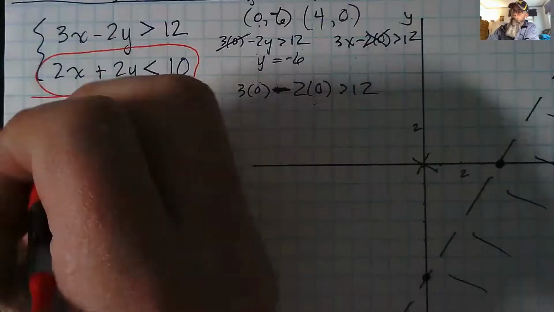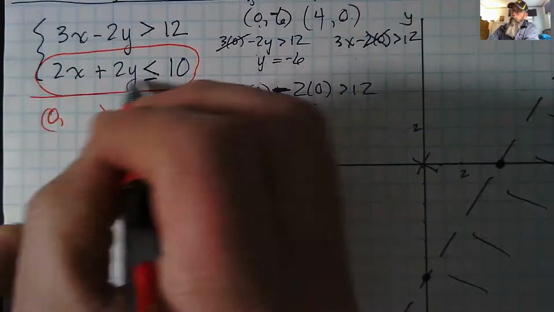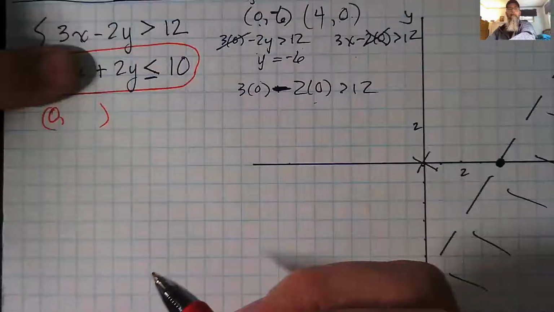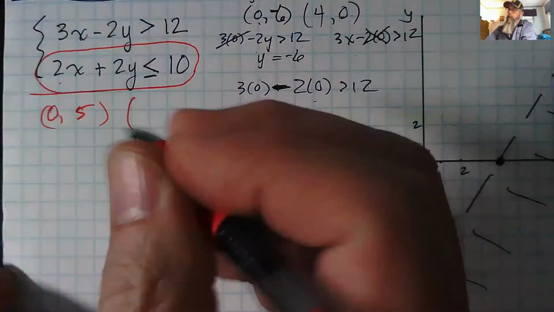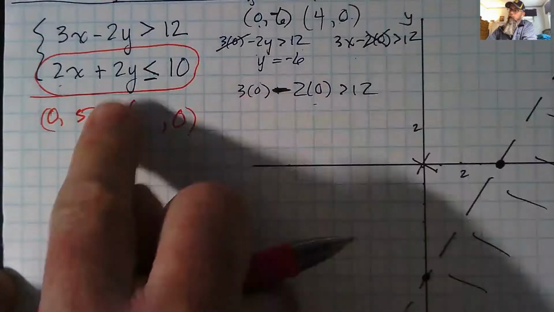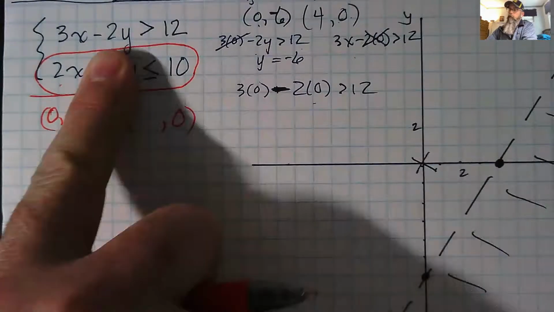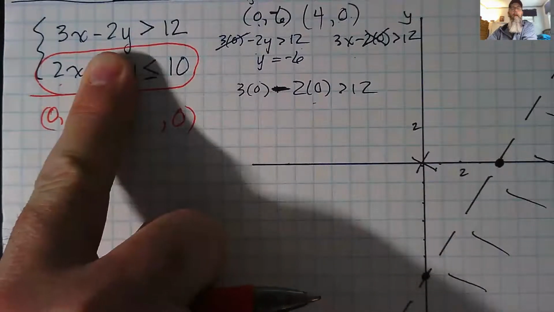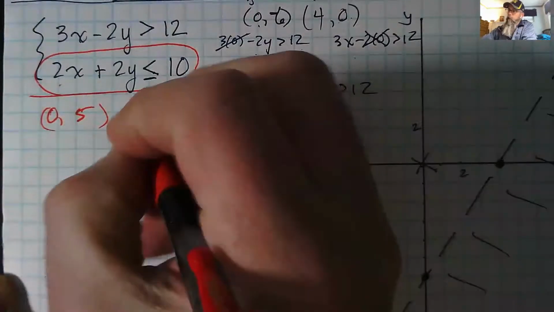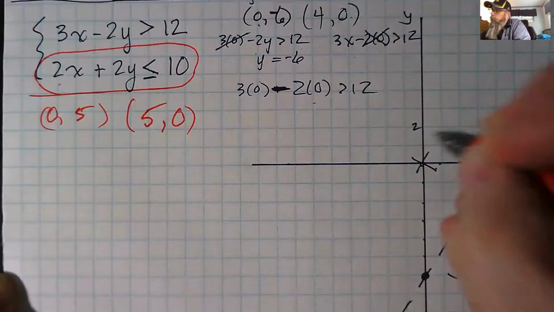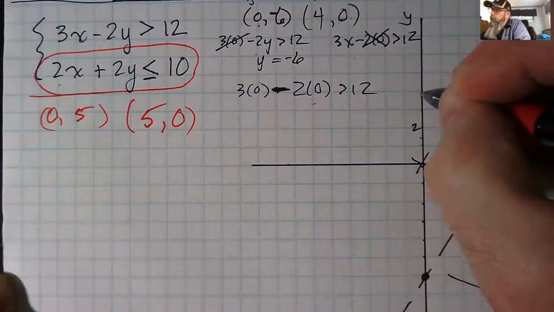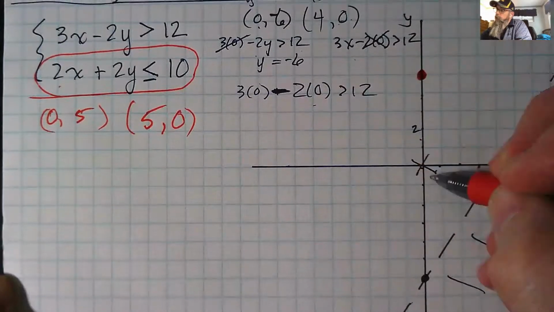Okay, and then we're going to do this last one. Again, I'm going to put in 0 for x. The y-intercept, 2 times 0, that disappears. 2 times what is 10? 5. Okay, I'm going to put in y equals 0. Well, 2 times 0 is still 0. So 2 times what? That 2x is 10, again, 5. So I'm going to go to 3, 4, 5, and I'm going to go to 1, 2, 3, 4, 5. So here's my 0, 5.